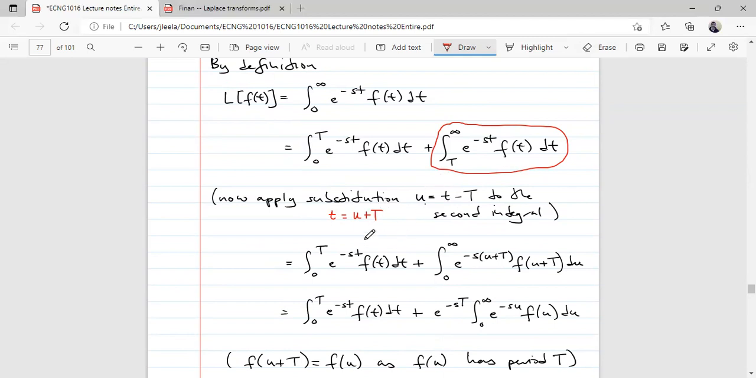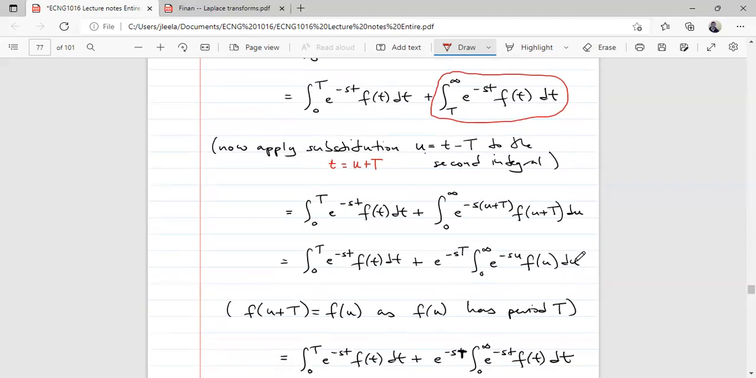And so you replace the integrand with e to the minus s(u plus T) and f(u plus T) du. Your variable is now in terms of u. What happens with the limits? The limits change from T and infinity to 0 and infinity. Why is that? Because using this substitution, if small t is replaced by big T, then T minus T is 0. That is why it has 0 here. So your limits are now 0 and infinity.